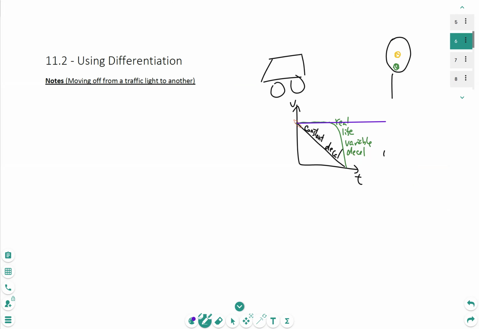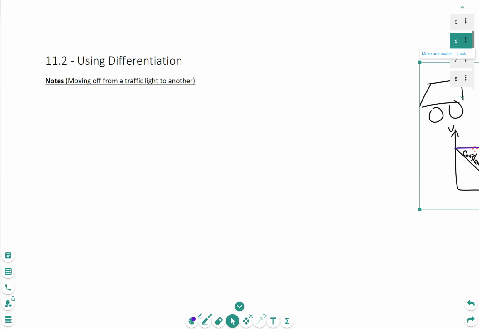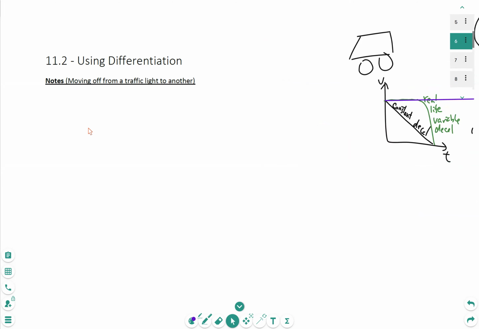That's what we're talking about. When we talk about variable deceleration, you can think about a curve. If you remember, acceleration is the gradient of a VT graph. Gradient relates to differentiation. That's why working out the gradient of a curve relates to differentiation. So that's how it all comes together. All right, so here are the notes.